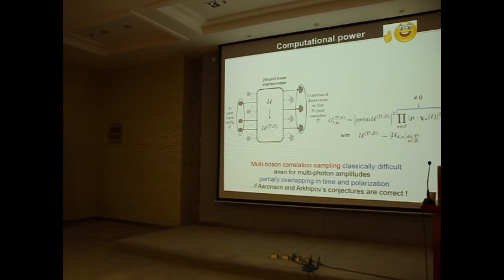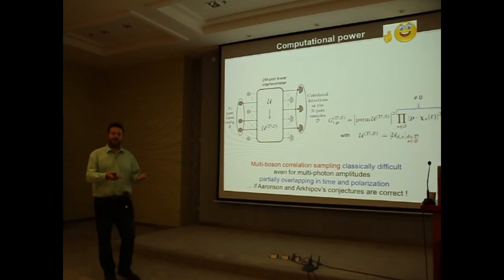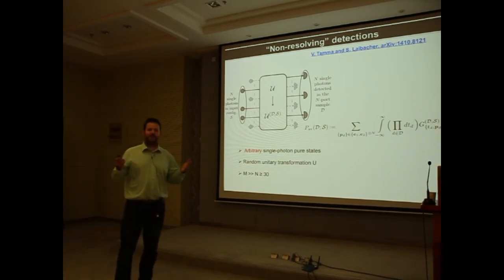We don't need identical photons anymore. And still, you can show, if you don't throw out the information about the detection time, that this problem is really computationally hard. So one can ask himself, okay, what happens in the case in which we throw away the information about time and polarization? Is that computationally hard? Well, we don't know.